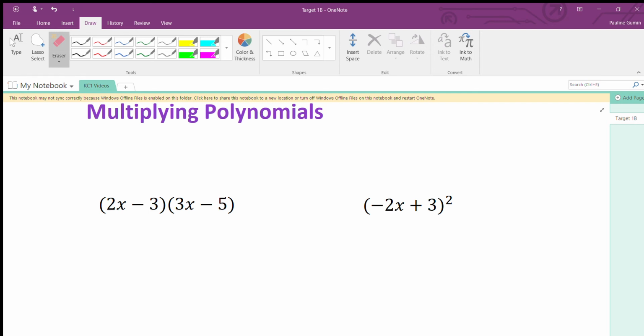Well, hello everyone. Let's see what we did in Target 1B. The very first thing we took a look at is multiplying polynomials. So let's do it. What we're really doing here is applying the distributive property, which means multiplying.